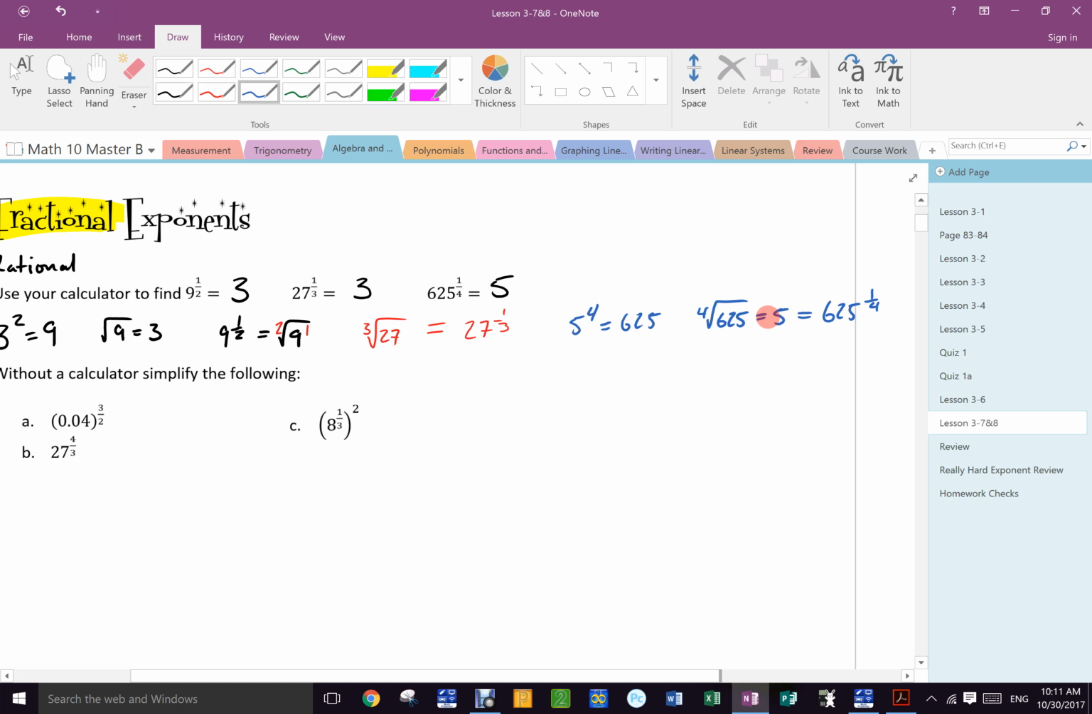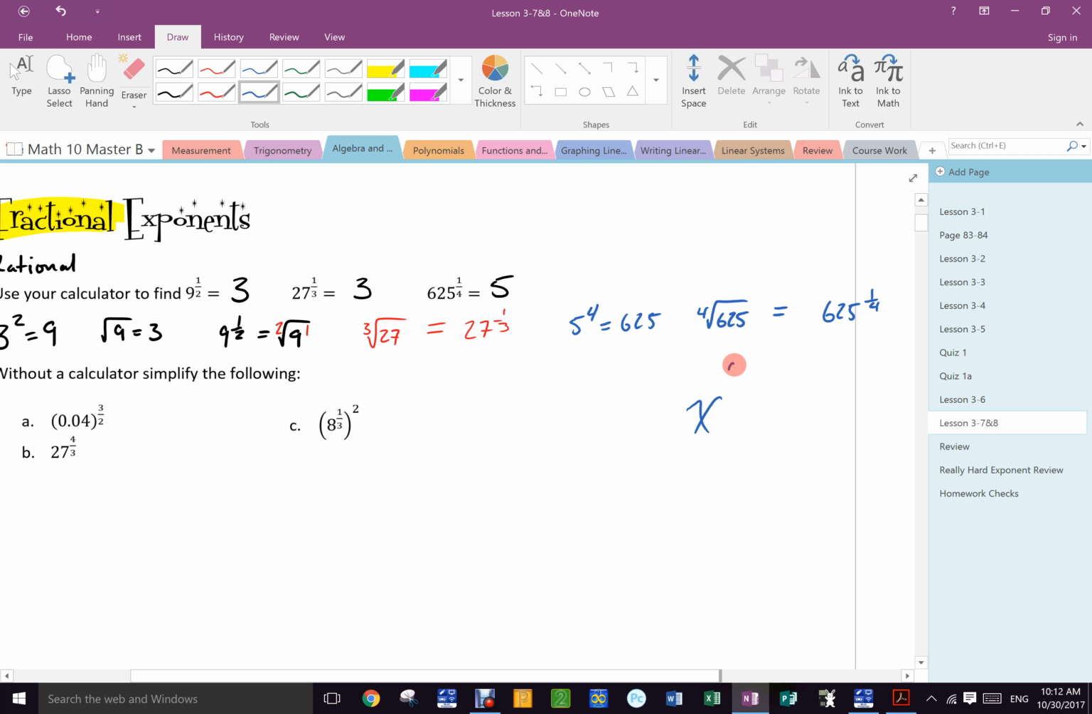So what can I do with the middle here? I can get rid of it and just write the equals sign, because the denominator, 4, became the index. The numerator, 1, became the power of the radicand. Does everyone see that? Okay, so now I want to put this into general terms, terms that will work with any number. So let's write it out.